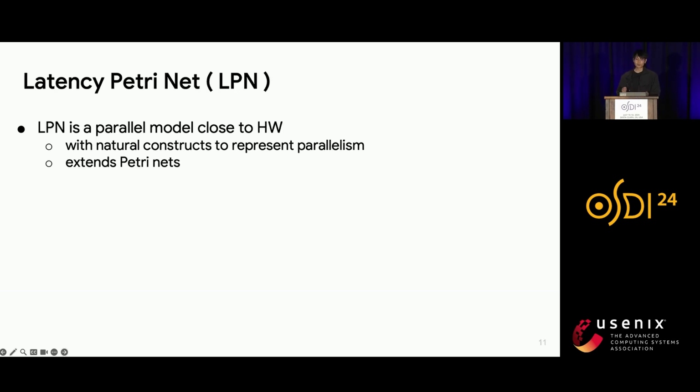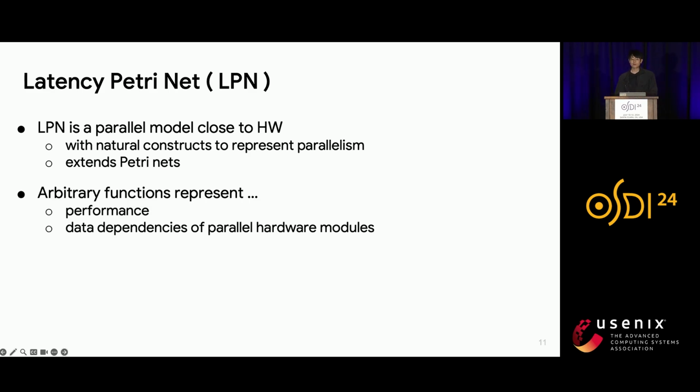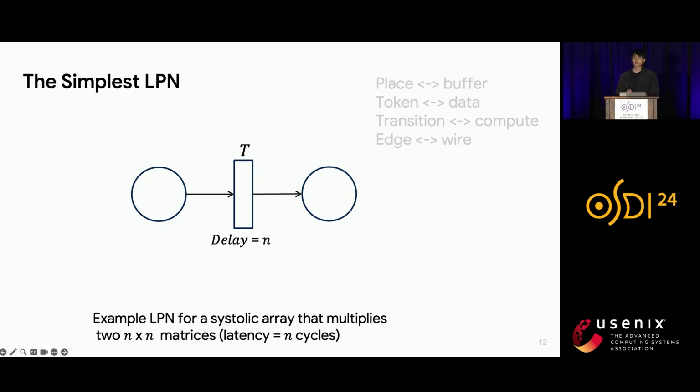LPN is a parallel model close to hardware with natural constructs to represent the parallelism. LPN is based on Petri nets with several extensions, and Petri nets have a long history of being used to model parallel and asynchronous systems. LPN also allows arbitrary functions to represent performance or data dependencies of those parallel hardware modules. Finally, LPN is abstract, expressive, and formal. Now let's look at the simplest LPN to understand its elements and how it works.